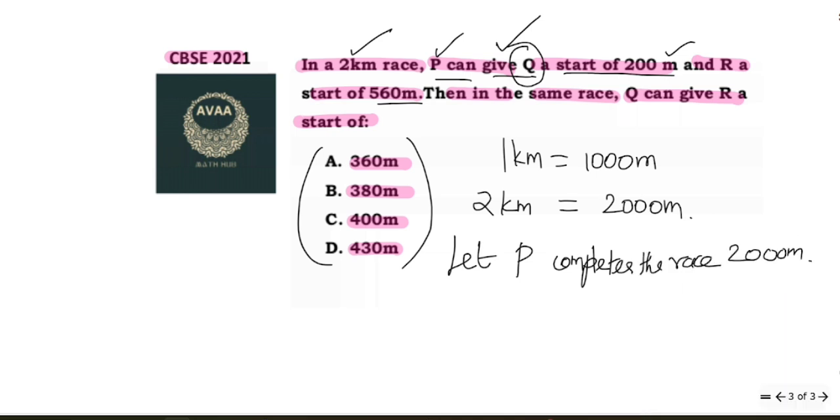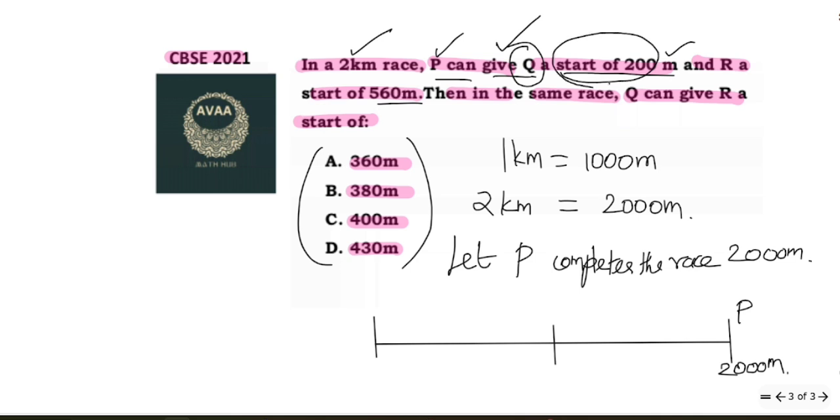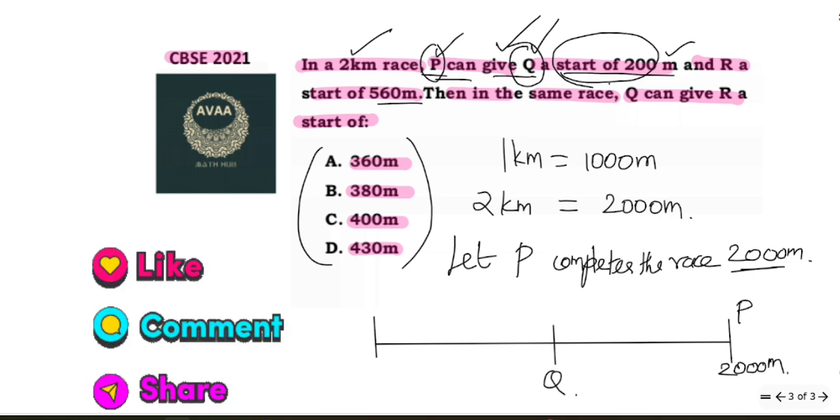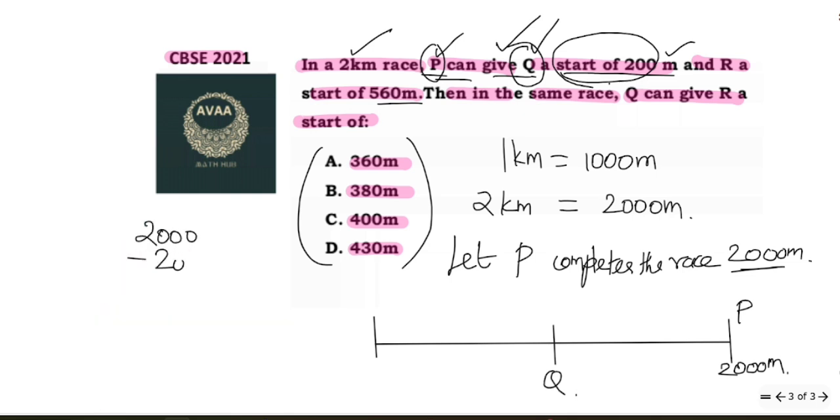So, let me draw a line here, so that we can understand this in a better way. Let me draw the diagram. So here P is completing the race at 2000 meters. P gives Q a start of 200 meter means we need to subtract 200 from our 2000, because P is leading our Q and Q is behind our P. So let us subtract this, which is nothing but 1800. So here it is 1800.